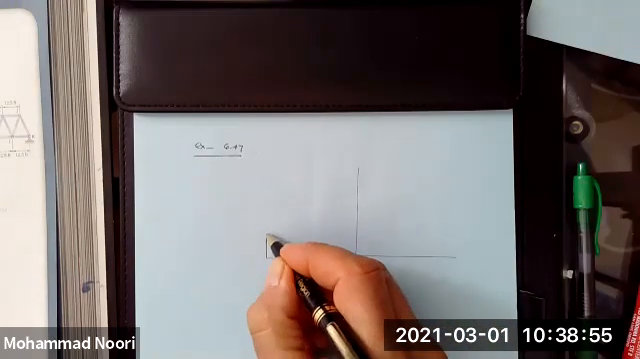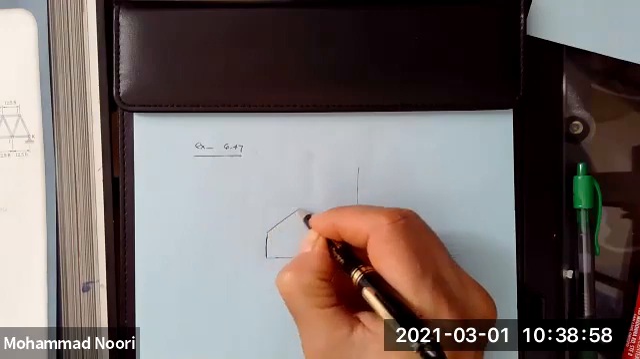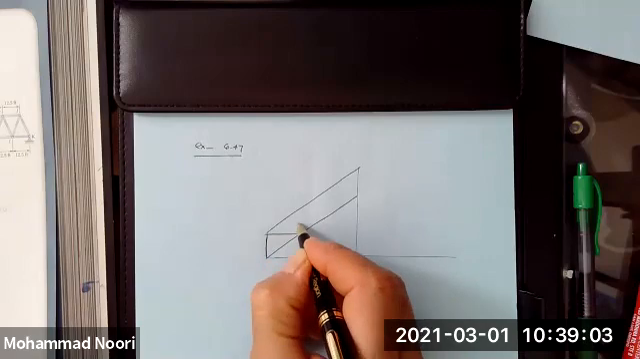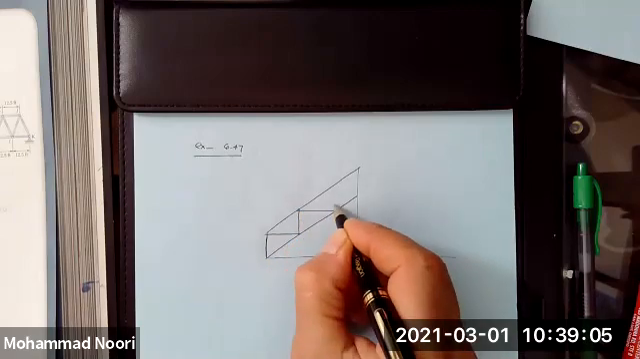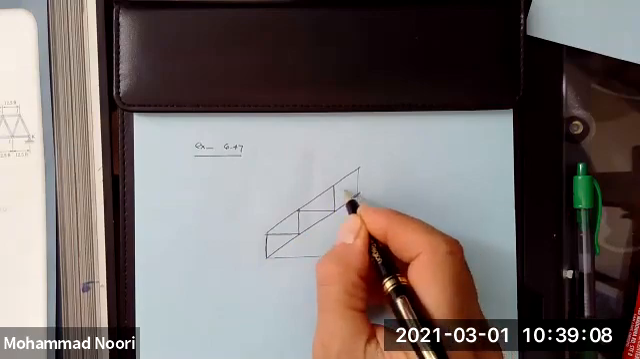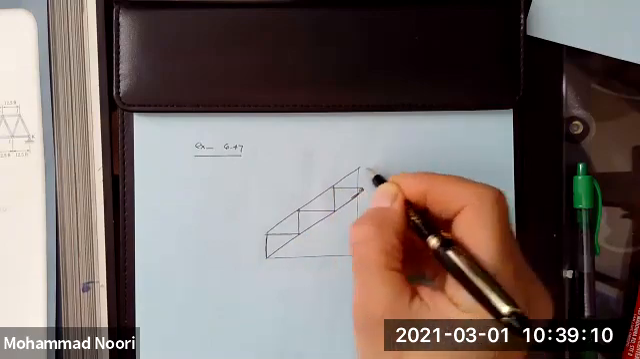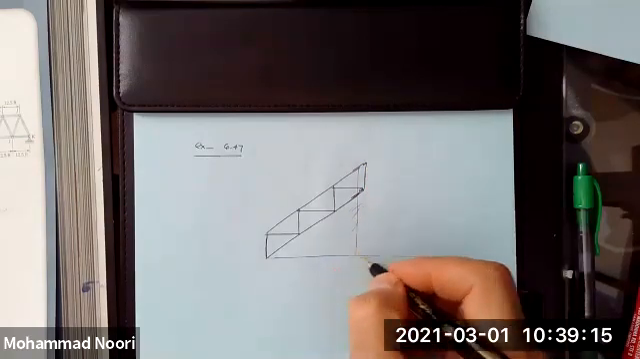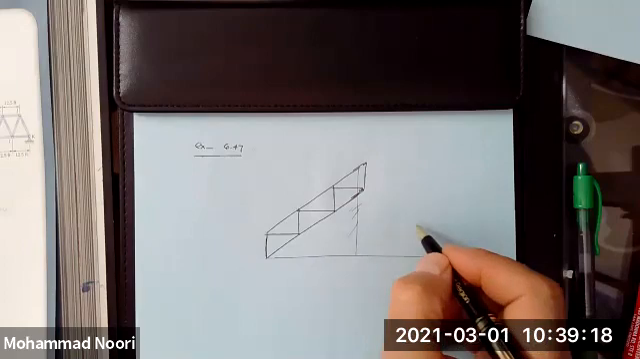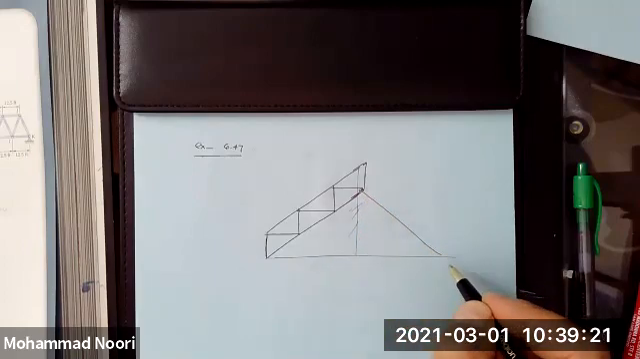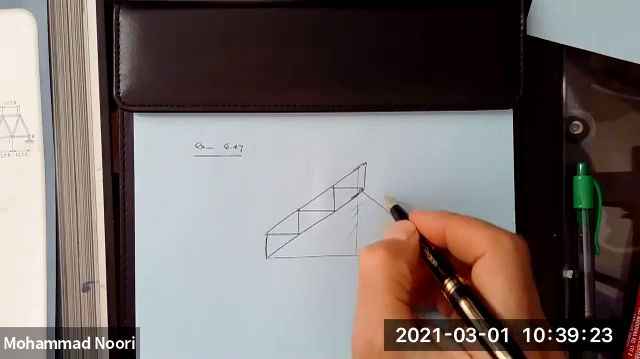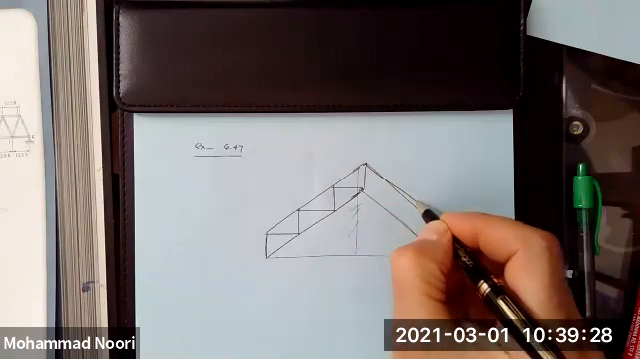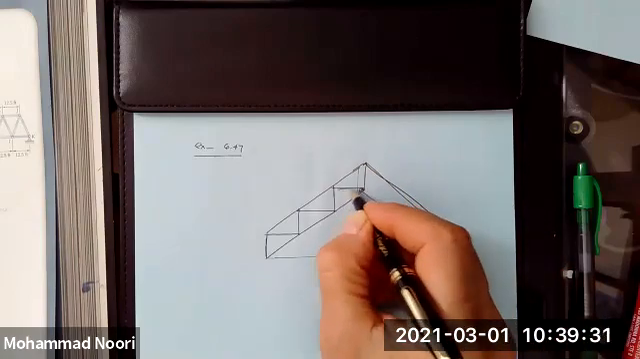So you go here. I did not do a very good job here. So now, this is the problem in the book.